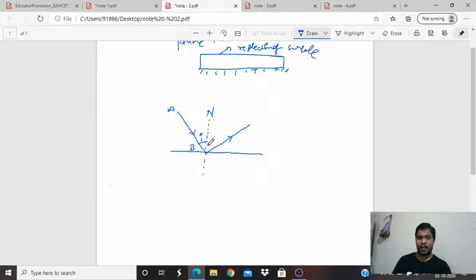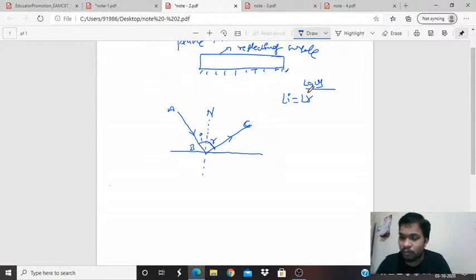So this is the angle of reflection, the angle between the normal and the reflected ray. And here we have the laws of reflection. What are the laws of reflection? The angle of incidence is always equal to the angle of reflection.